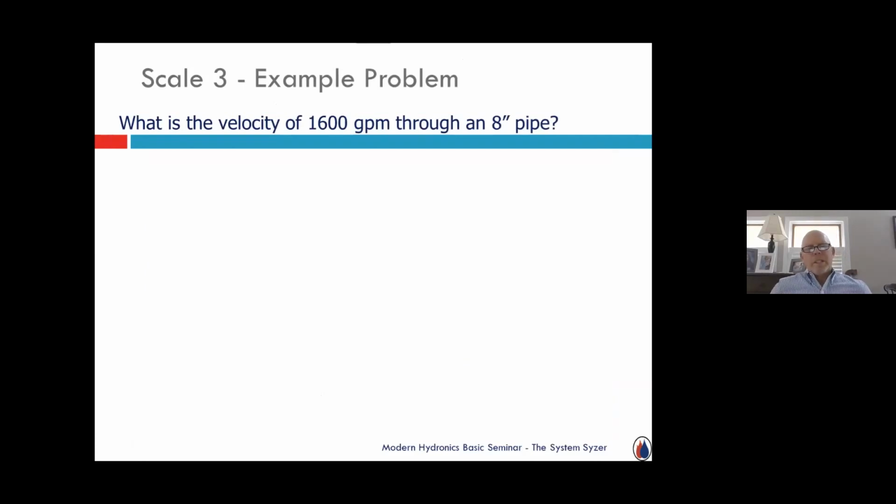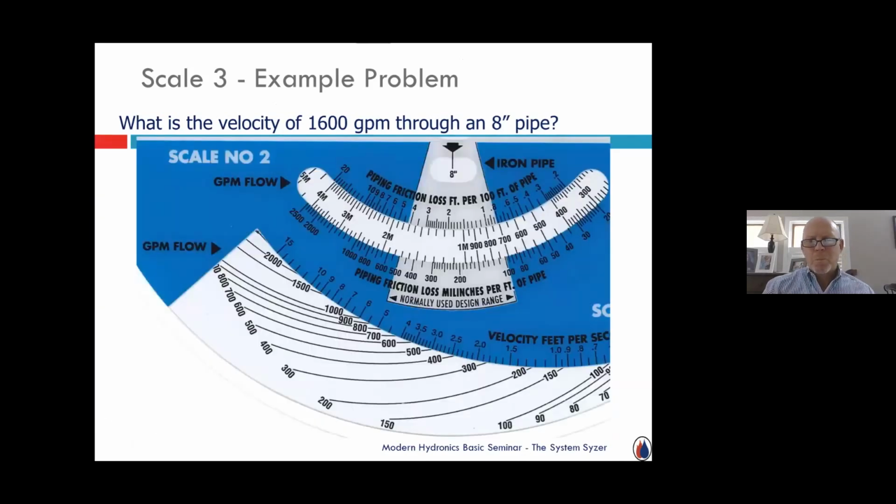So what is the velocity of 1,600 gallons a minute flowing through an 8-inch pipe? I line up the 8-inch on scale 2, so I know that I'm lined up, iron pipe. I'm going to find 1,600 gallons a minute over here, and you see that I have 2,000 and 1,500. So just a little bit north of that 1,500 gallons a minute line, I'm going to say that's my 1,600 GPM, and you'll see that I am exceeding the design criteria. I'm moving too fast. The velocity is too high.